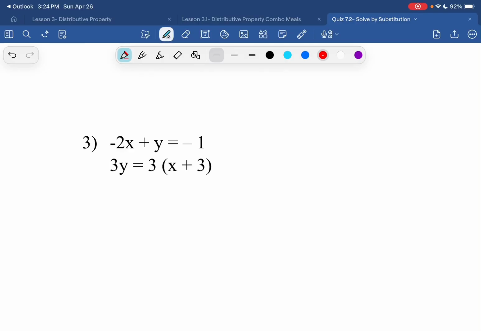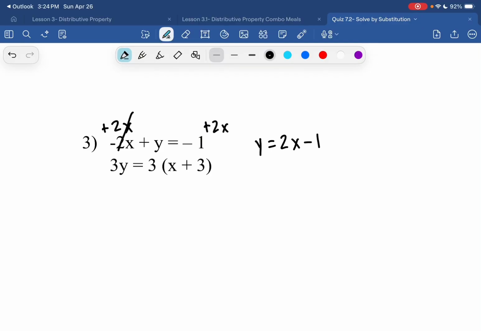All right, so first thing I need to do is check if I have an equation that says x equals or y equals. And I don't right now. But I do have a coefficient of 1. So I'm going to make this equation say y equals. And in order to do so, I have to move that 2x that's on the left side of my equal sign to the right. So in order to cancel negative 2, I need to add negative 2. So I'm going to add 2x to both sides to keep it balanced. So now I have y equals 2x minus 1.